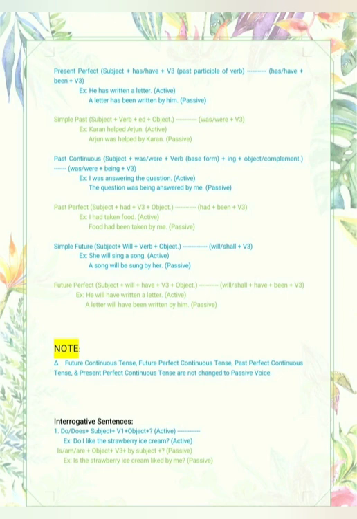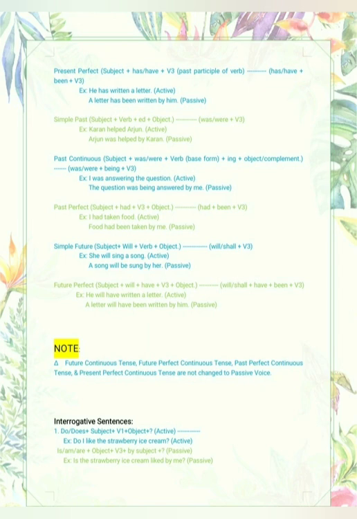In simple past, what is the formula? First subject, then verb plus ed or V2 form, then the object. When we convert this sentence from active voice to passive voice, we have to use was or were plus V3. Like Karan helped Arjun, it is an active voice. Arjun was helped by Karan, it is in passive voice.